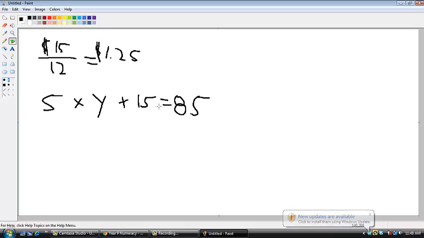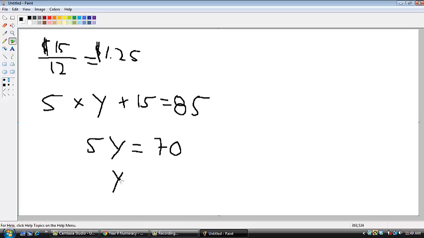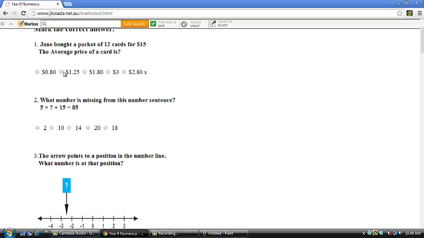We can start by subtracting 15 on both sides, so that we have 5y is equal to 85 minus 15, that is equal to 70. And now to have y by itself on the left, we just divide by 5, so y is equal to 70 over 5, which is equal to 14. Okay, so we have 1.25 in the first one and 14 on the second one.